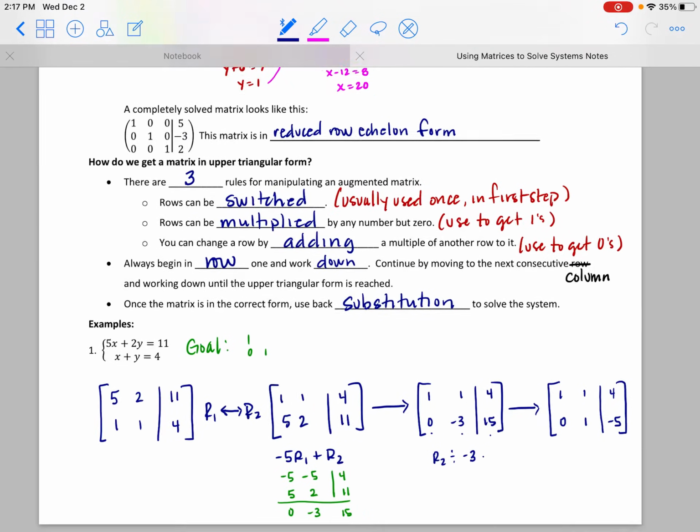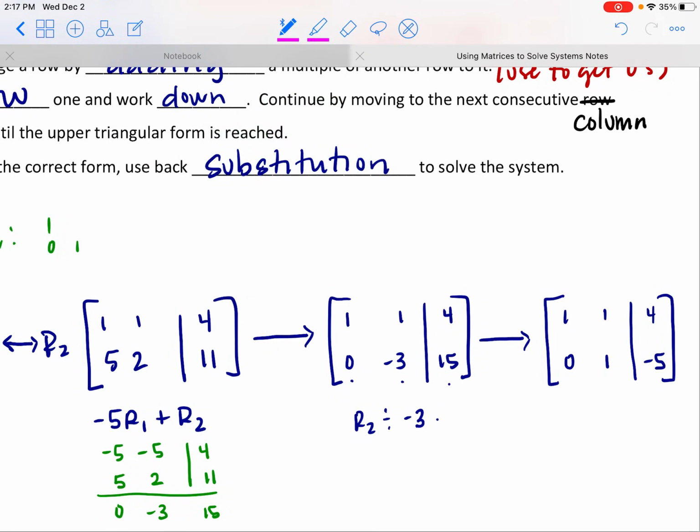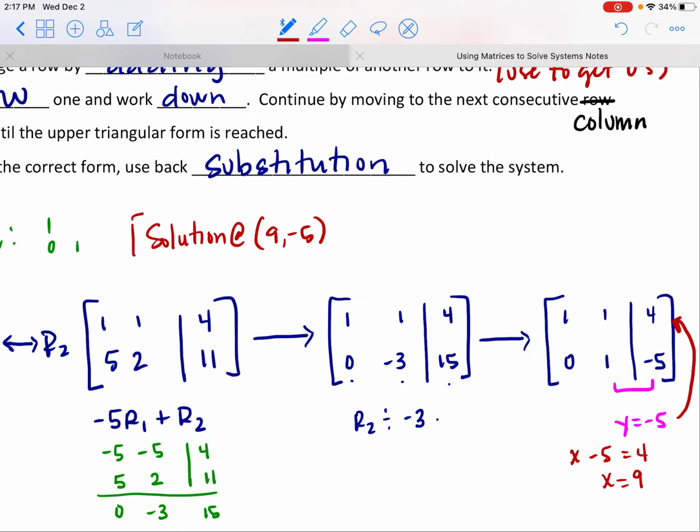And now I'm basically solved, okay? At this step, I know that y has to equal -5. And then if I plug into this previous equation, I know that 1x plus my 1y has to equal 4, which means x has to equal 9. And so my solution would be 9 and -5. So my solution is at 9 and -5.